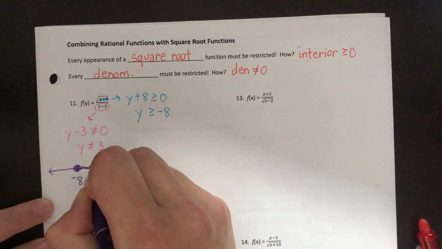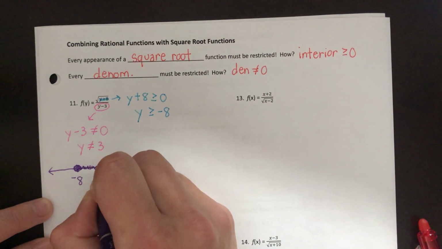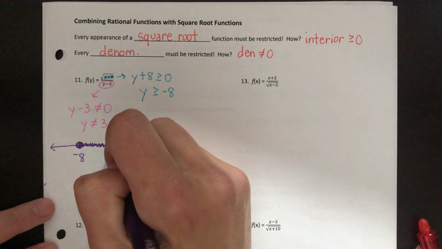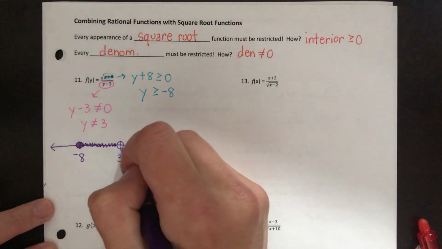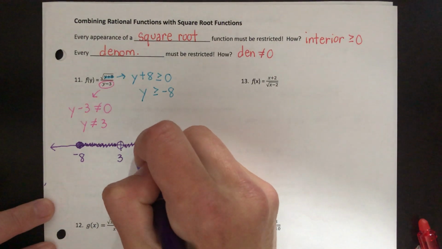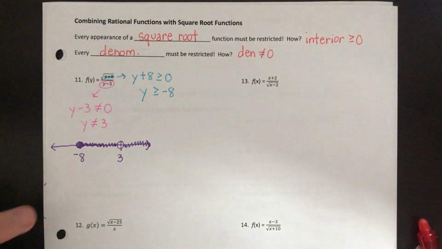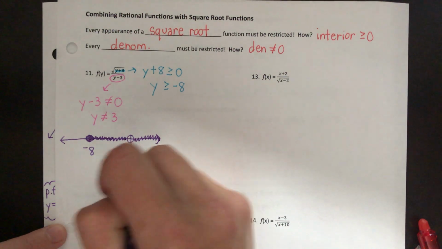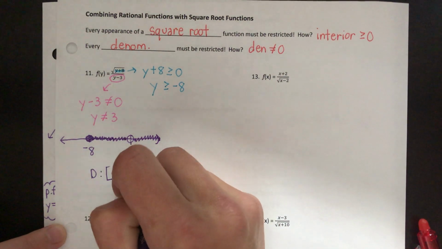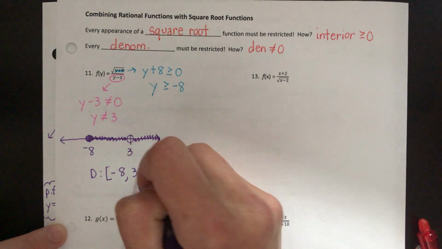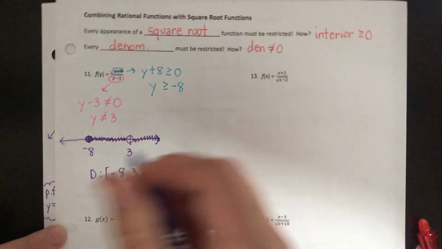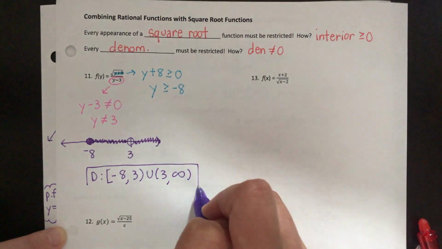So when we shade, we're going to shade to the right. That's greater. We're not going to shade to the left, that would be less. So we're greater than or equal to negative 8, but wait, we can't be 3, so be careful. Skip it and then shade past that. So our domain would look like negative 8 to 3, and then 3 to infinity.